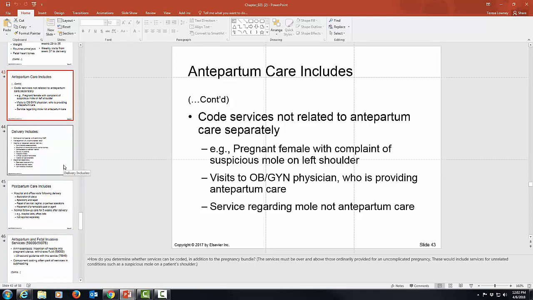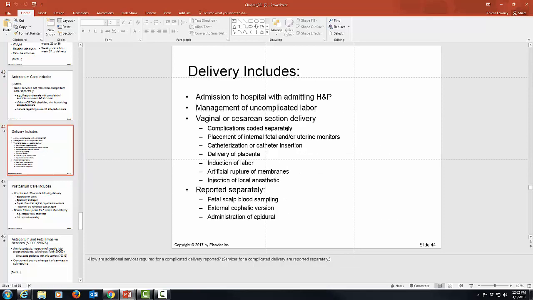We would certainly treat them, but we would have to charge them separately for that. Your delivery includes admission to the hospital, management of an uncomplicated labor, vaginal or cesarean deliveries. You can see all of those notes that are talking all about that. We're going to report things separately, such as fetal scalp blood sampling, external cephalic version, and administration of the epidural.